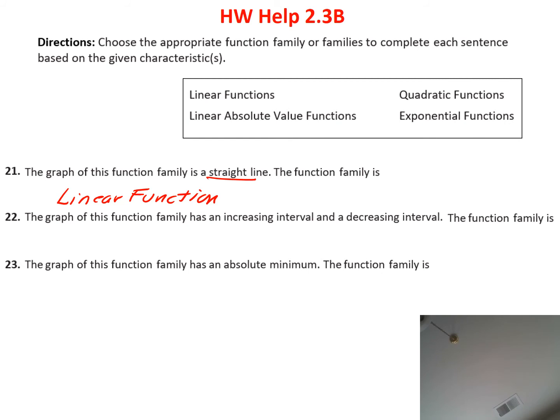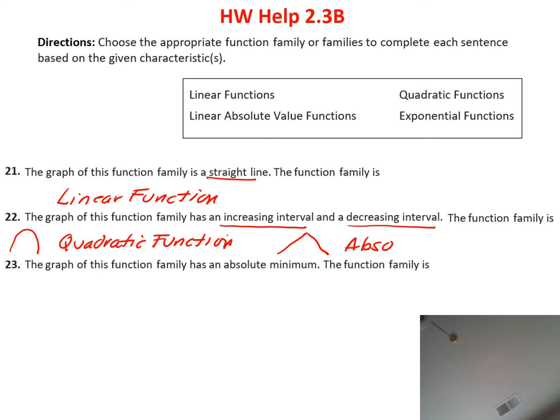If they listed linear constant function, that would be an answer as well, but we're only doing these four up here. 22 says the graph of this function has an increasing interval and a decreasing interval. That means it goes up sometimes and goes down sometimes. Well, there's two possibilities here. I could have this one here, that's the quadratic function. So it could be a quadratic function, but it also could be this one here with the straight lines, and that's the absolute value function. So two possibilities for that one.